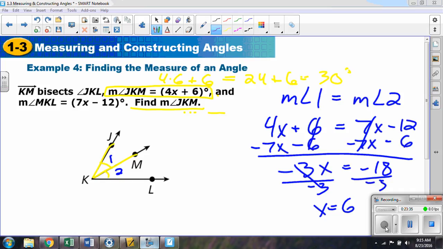And that's it for this particular lesson. This was mostly about just, do you remember the kinds of angles, and can you then use the angle addition postulate?